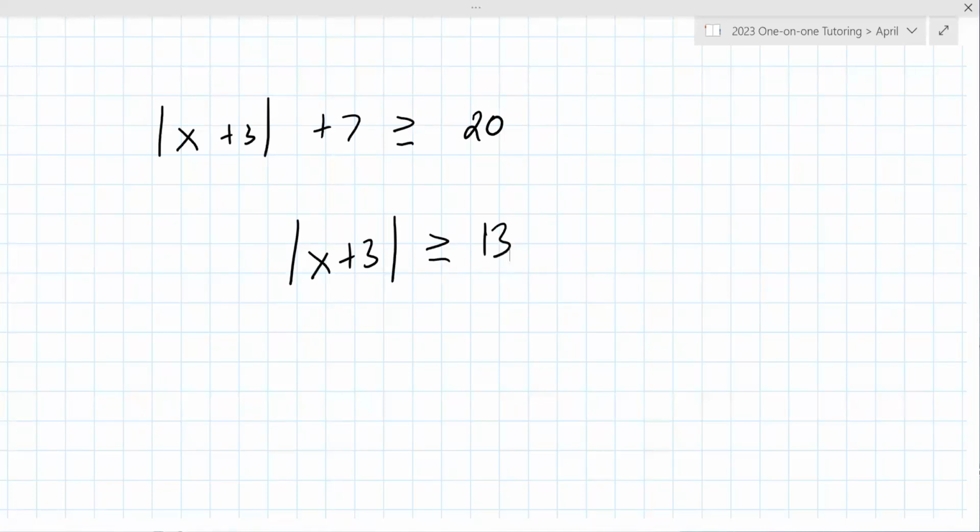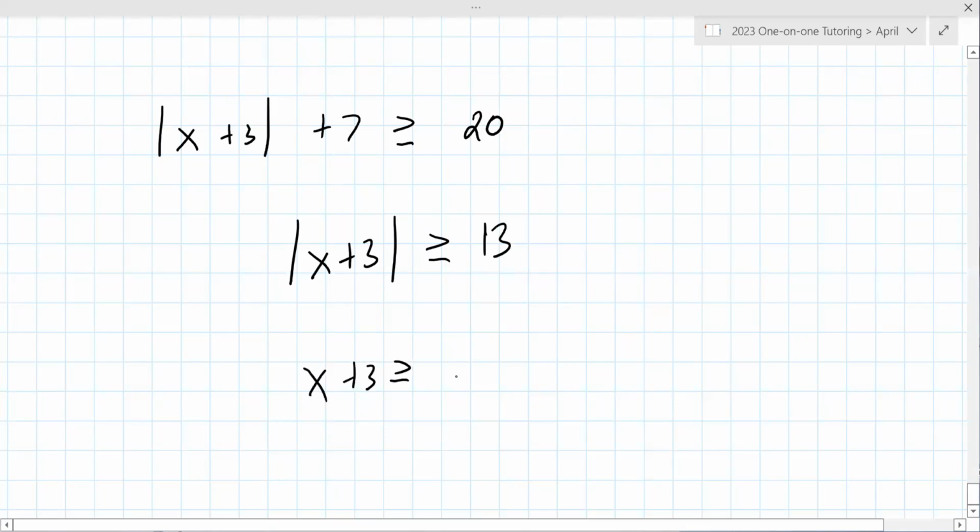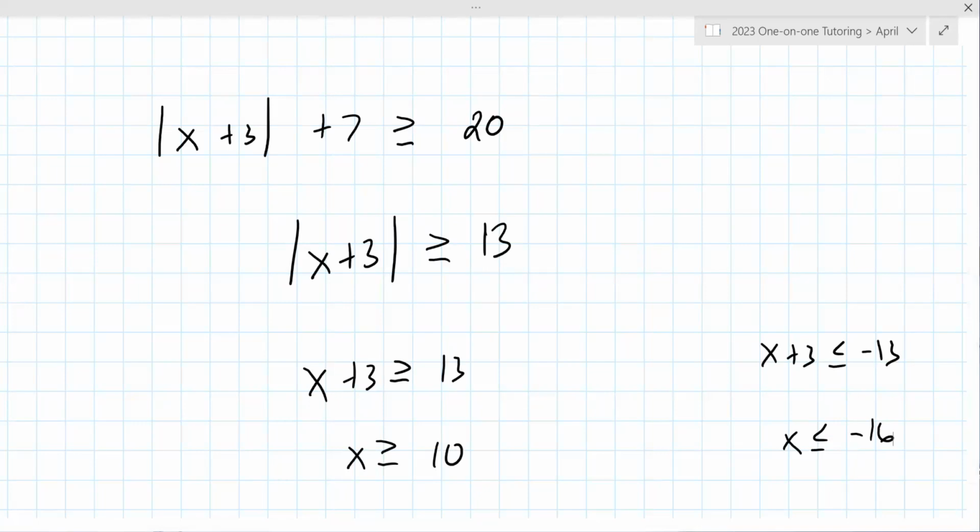X is greater than or equal to 10 or X is less than or equal to negative 16. Yes, you got it. I'll just write it out in case you want to look at this later. X plus 3 less than or equal to negative 13. So X greater than or equal to 10, X less than or equal to negative 16. All right, good. Okay, a couple more here.